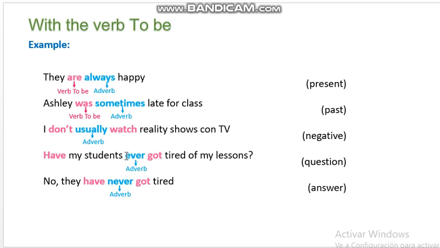Now we have a question. Have my students ever got tired of my lessons? Notice that this question is in present perfect. So we use ever to make questions. The answer for this question: no, they have never got tired. So we use ever to make the question and never in the answer. Okay.